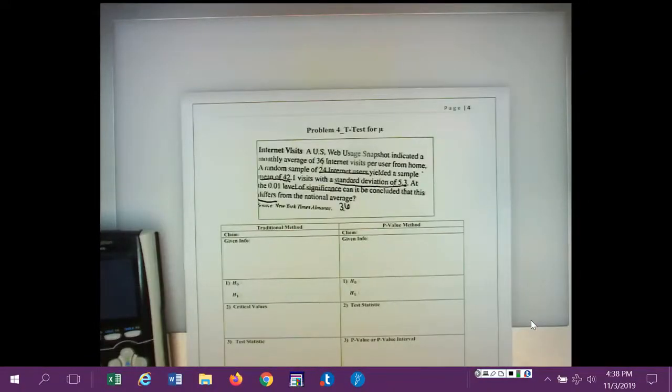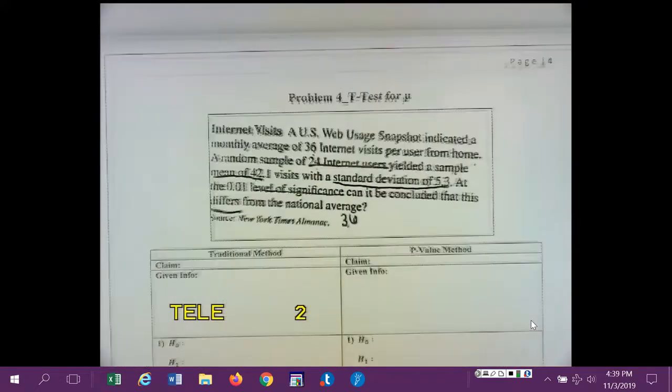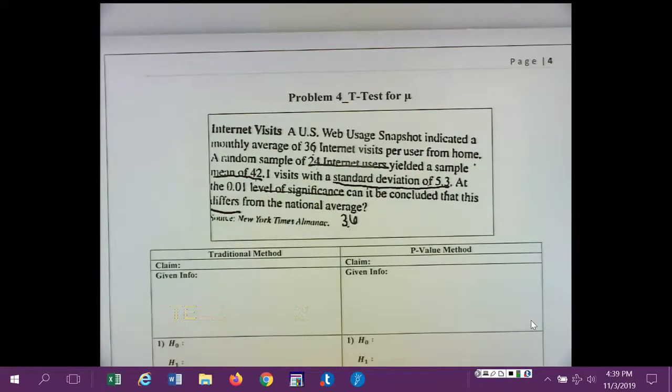Last t-test problem for this video. A U.S. web usage snapshot indicated a monthly average of 36 internet visits per user from home, period. Okay, that's my first sentence. And when I go over this problem, please know that I do not understand what the US Web Usage Snapshot actually is. But whatever it is, it indicated a monthly average of 36 internet visits per user from home, period.